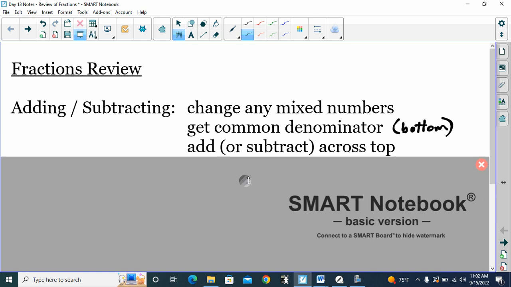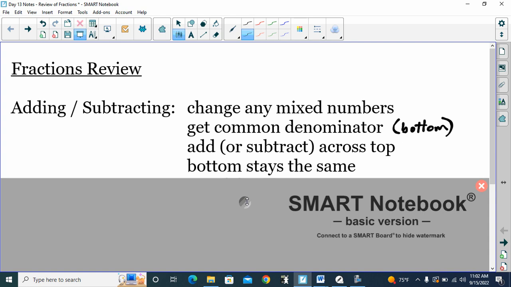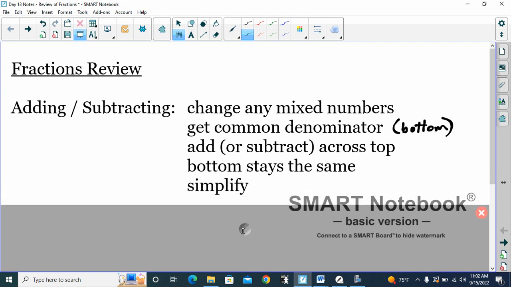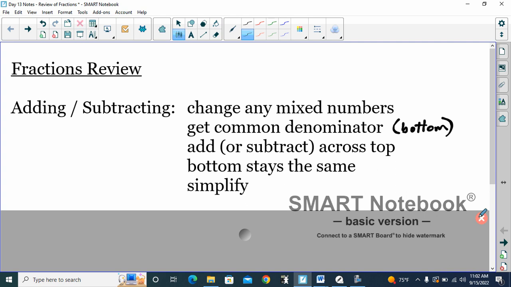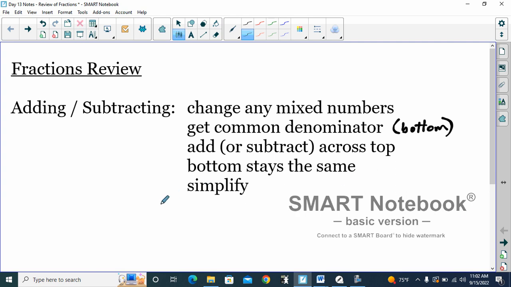Once we have our equivalent fractions with a common denominator, we add across the top if we're adding, or if we're subtracting, we subtract across the top. The denominator, the bottom, stays the same because it's the same on both, because we got a common denominator, and then our answer has the same denominator. And then the last step will be the same no matter what we're doing, but we always need to completely simplify our answer. Our answer should be in simplest form.